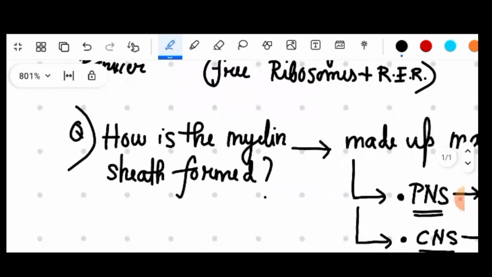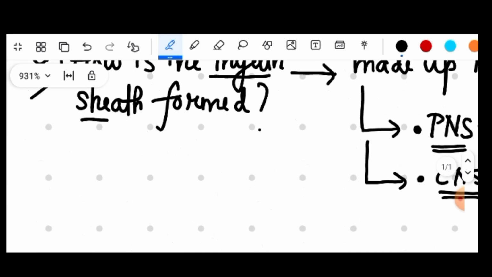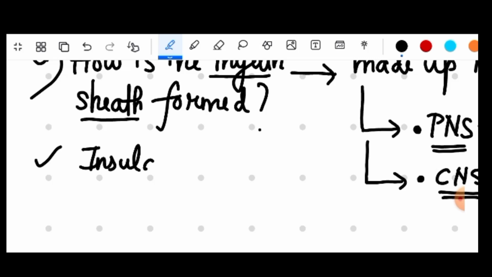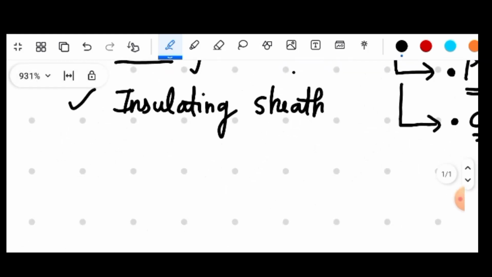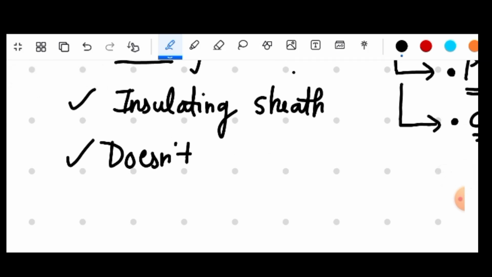The myelin sheath is the insulating sheath. Insulating sheath doesn't allow ion transfer.